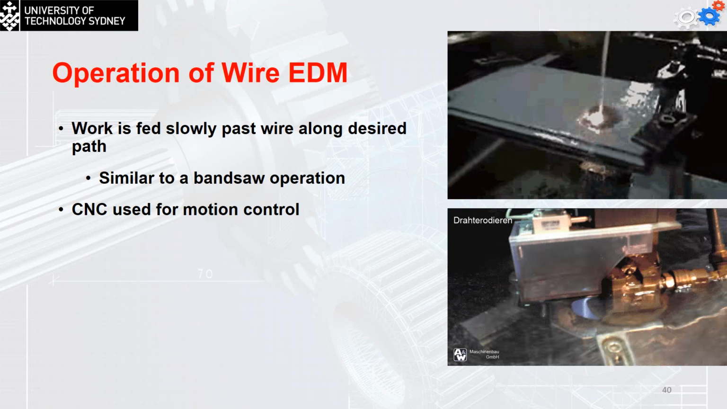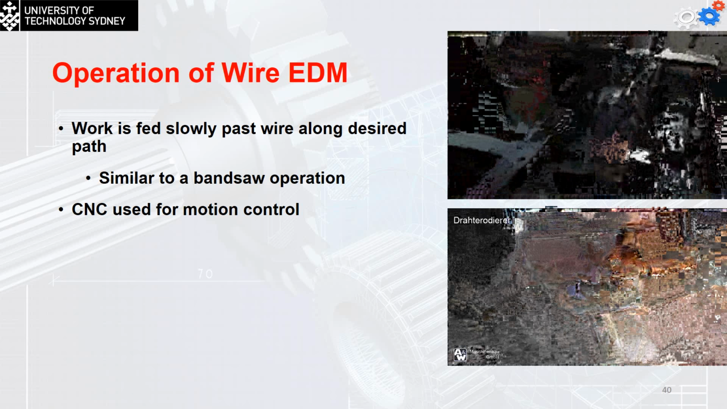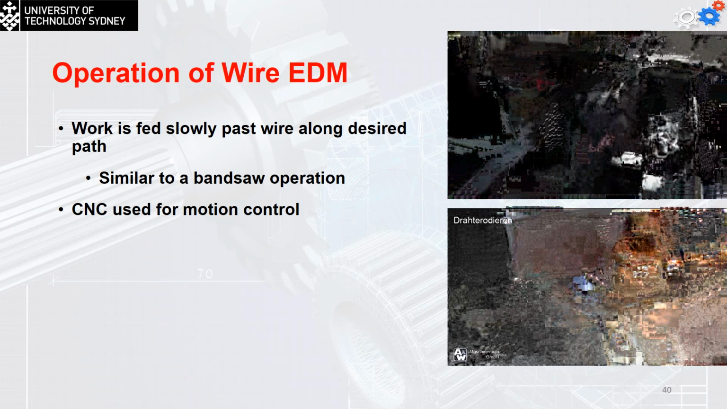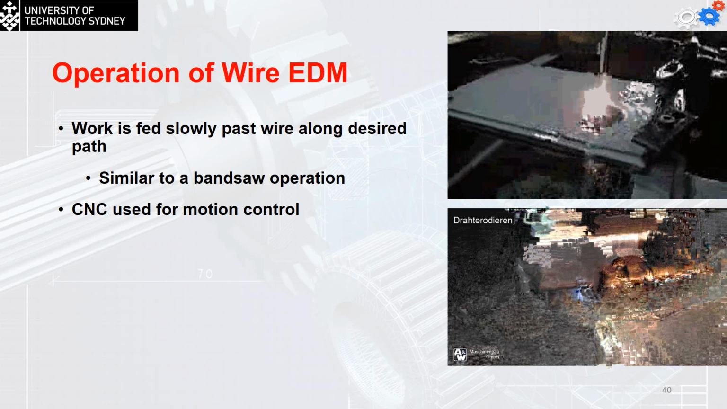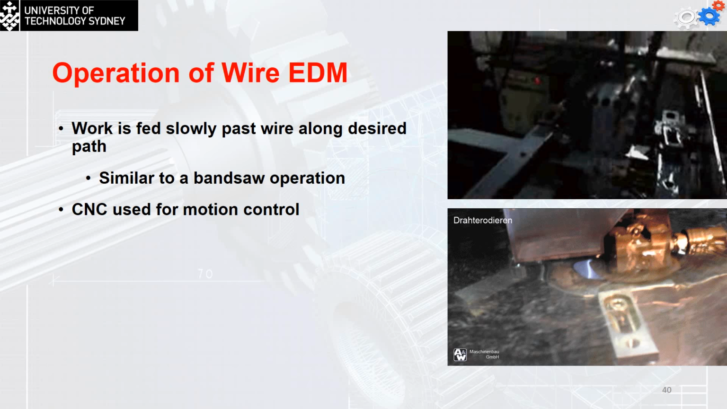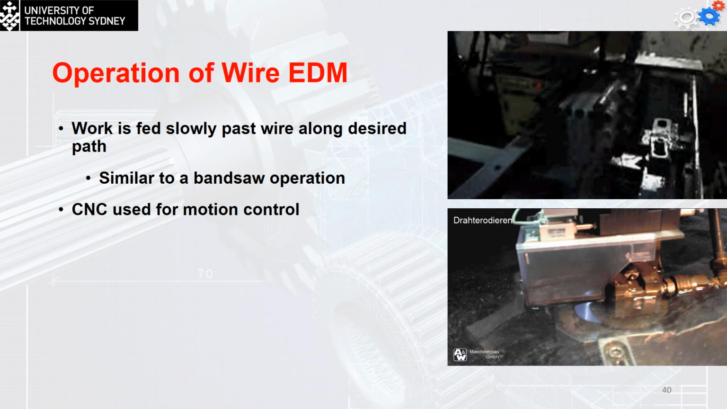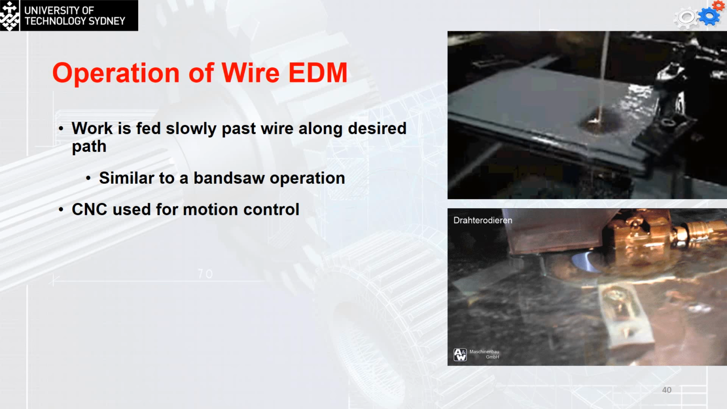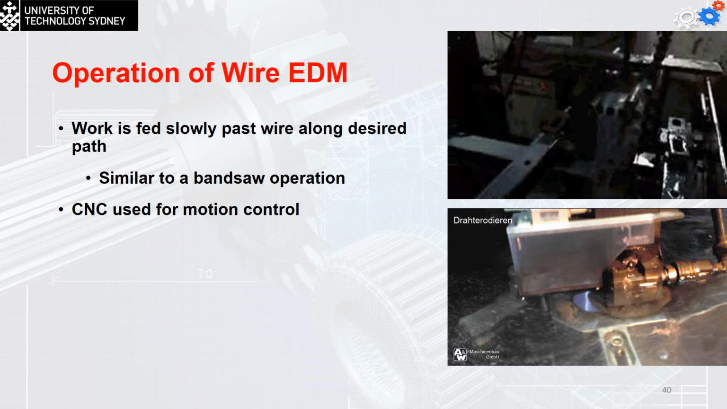And actually, this is the operation for the wire EDM on the metal. I hope it's going to be clear. Well, you can see that the wire is coming from one roller to another with the fluid in between. The feed rate is going to slowly pass the wire along the desired path, similar to the bandsaw operation, and the CNC can be used for the motion control.